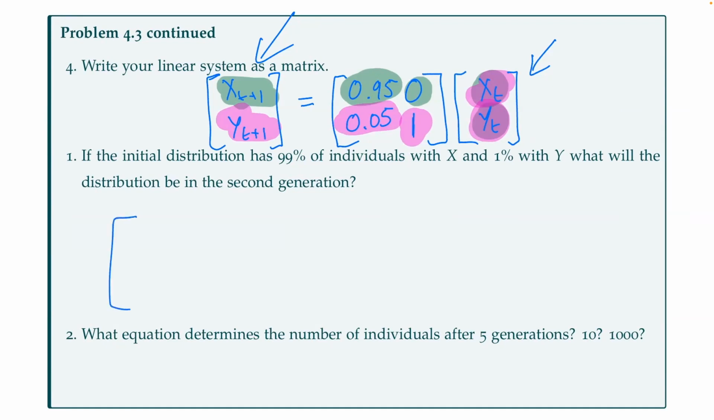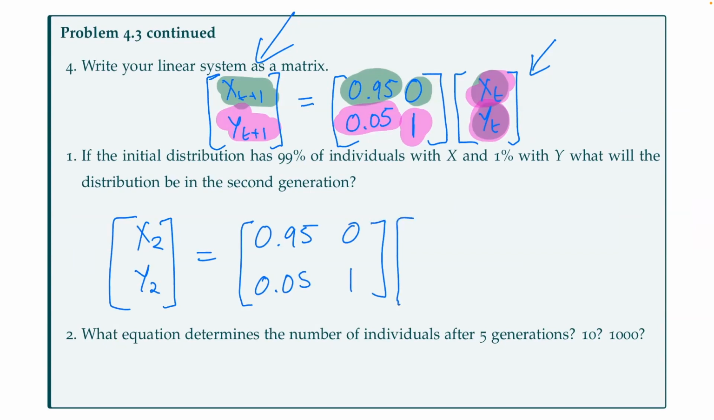Okay, so what do we do? Well, to work out what the distribution is in generation 2, we need to take our equation above. So we had 0.95, 0, 0.05, and 1 times what do we have in generation 1? Well, we're told that we have 99% have allele X and 1% have allele Y.